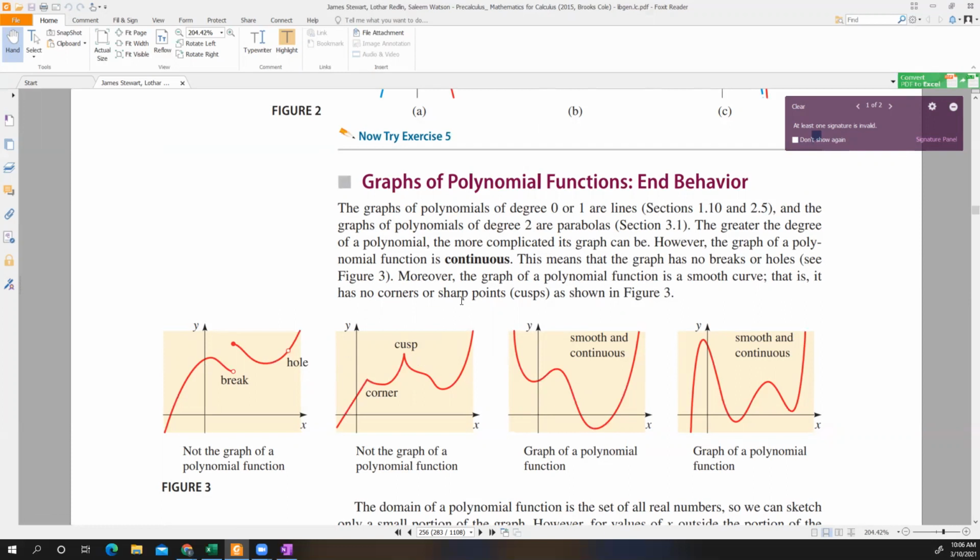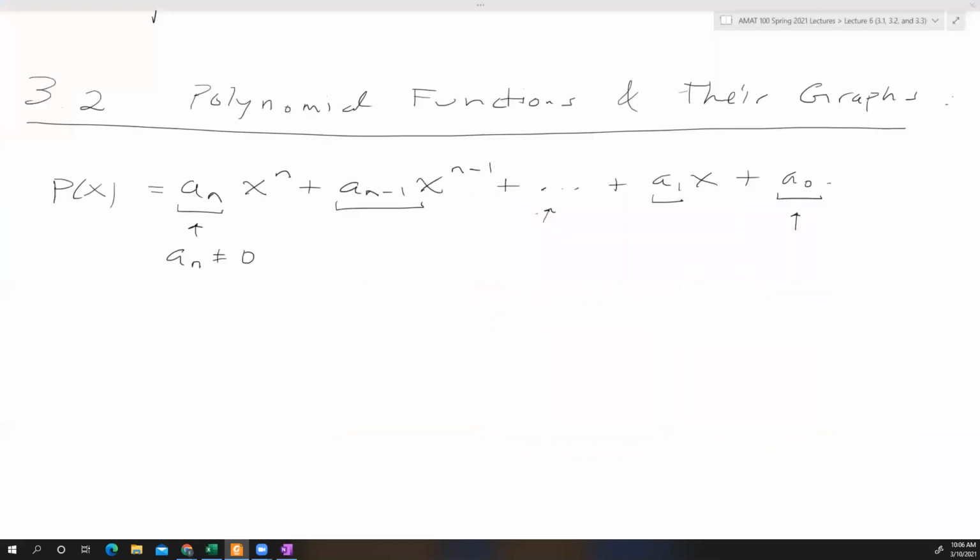And so the feature that they have is that they're continuous, and in particular, they don't have any corners or these so-called cusps. So these first two graphs are non-examples. They're not examples of polynomials, but the last two are examples. So in order to equip us for calculus, or some more advanced mathematics, even mathematics you deal with in engineering, say, we need to understand polynomials better.